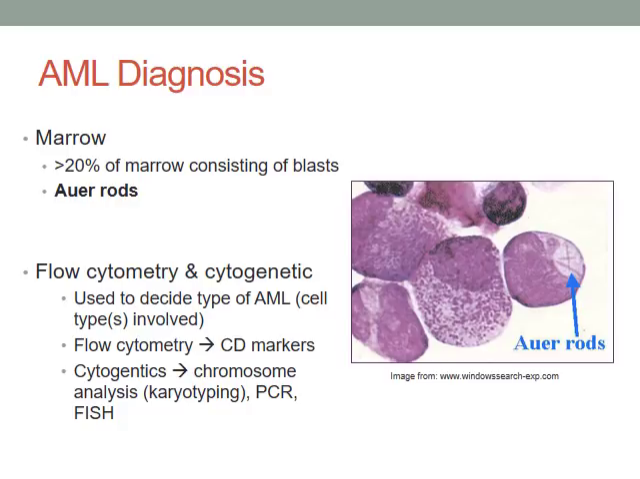Another finding that may show up in AML is the Auer rods. Auer rods are in the photo here. I'm going to circle a couple for you. So this cell has a bunch of Auer rods in it. Those are those little strands that I just circled. And these are little rods.